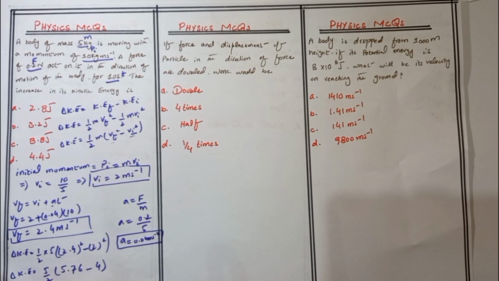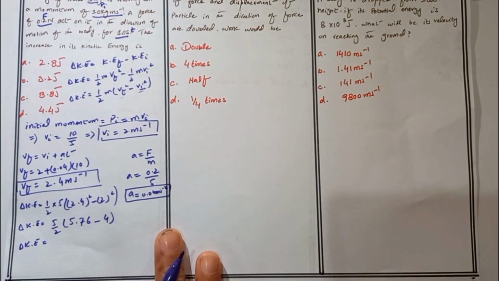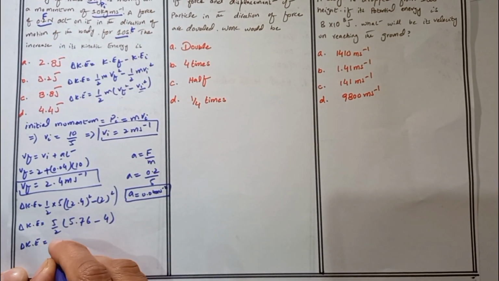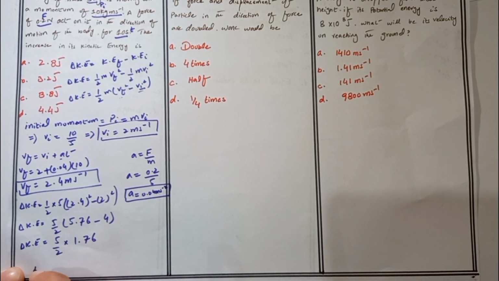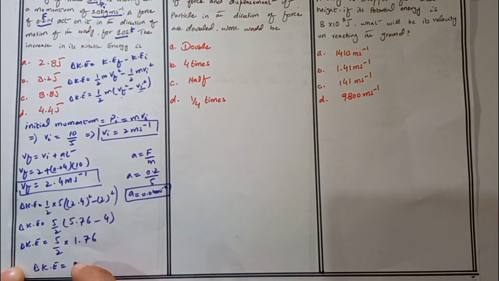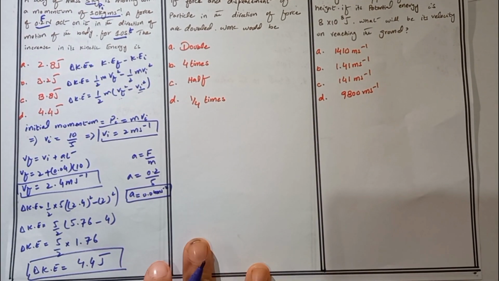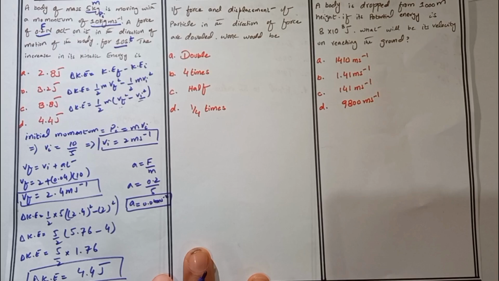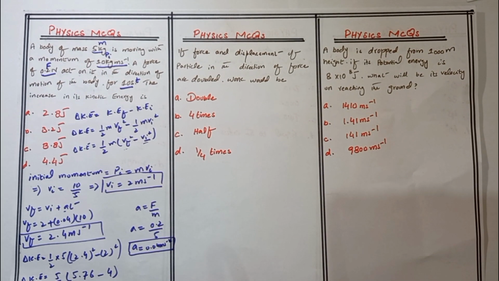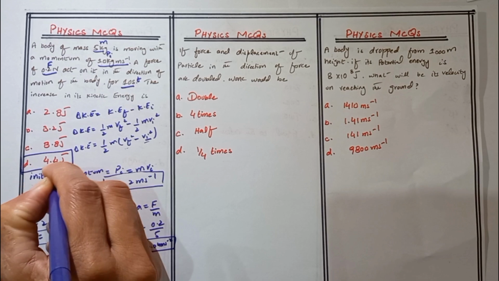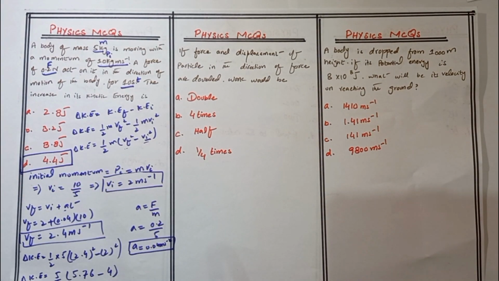That change in kinetic energy is equal to 5 over 2 multiplied by 1.76, so the change in kinetic energy is equal to 4.4 joule. That is the change in kinetic energy when a body is moving with a momentum of 10 kg meter per second. So here the correct option is option D, 4.4 joule.